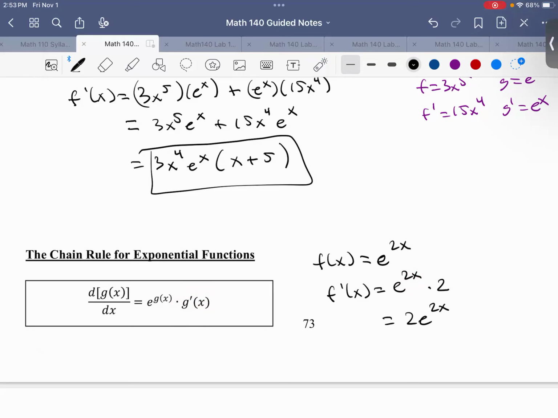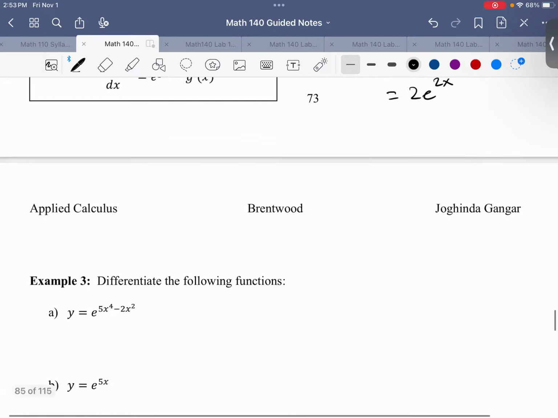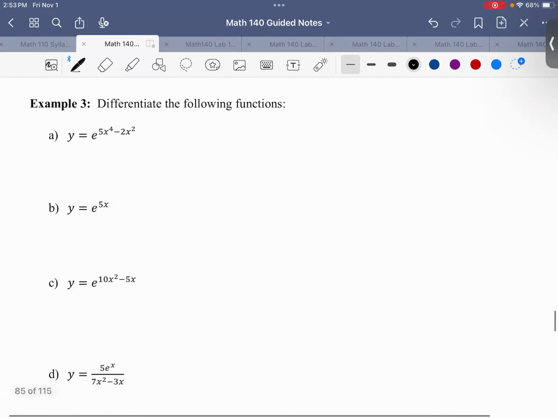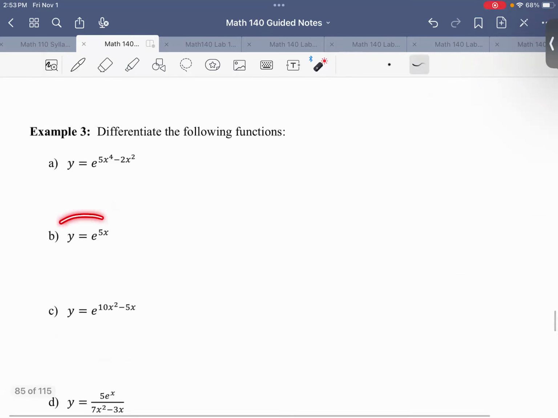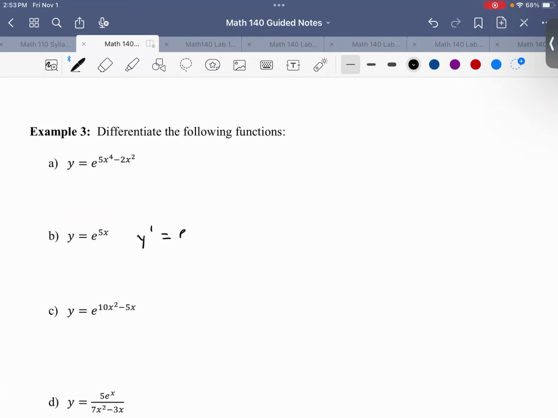Okay, so that's how you would use the chain rule for exponential functions. Let's try out a few examples applying this new chain rule. Here's A through D. I want to cover B first because it's similar to what we just did and it's a little easier. The derivative of e to the 5x is going to be e to the 5x itself times the derivative of that 5x. So this would be times 5, which is 5e to the 5x.